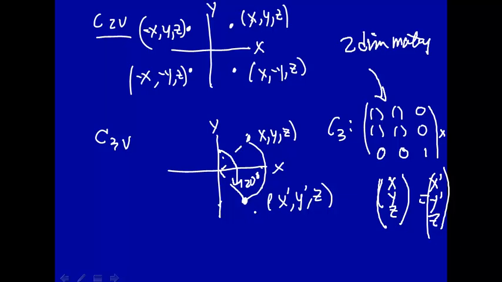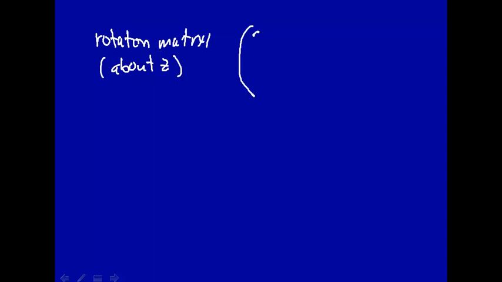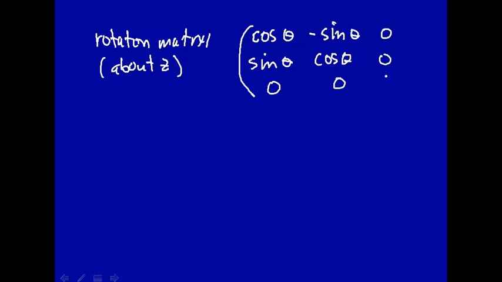Okay, and in general, for a rotation matrix where you rotate about the Z-axis, you can look this up in Wikipedia or something, you'll have this as the rotation matrix. You have cosine of theta, minus sine of theta, and 0. Here you have sine of theta, cosine of theta, and 0, and here you have 0, 0, 1. So there's the rotation matrix.